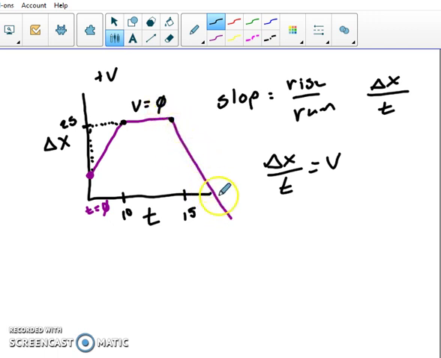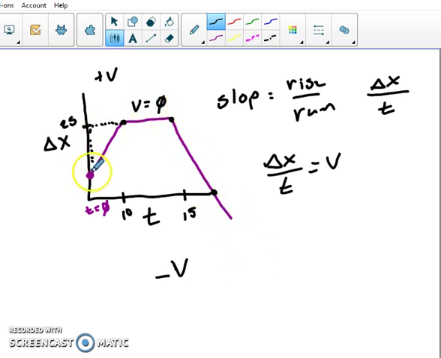Now let's look at this negative slope. This negative slope is going to represent a negative velocity. So that's going to represent going backwards towards the origin. But what happens when it passes the origin right here? Well, this just means that it's going away from the origin, backwards, away from the position.